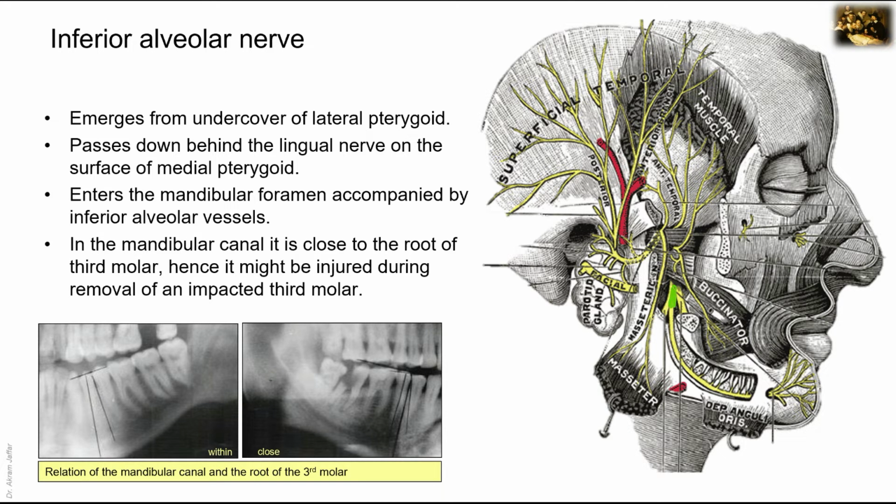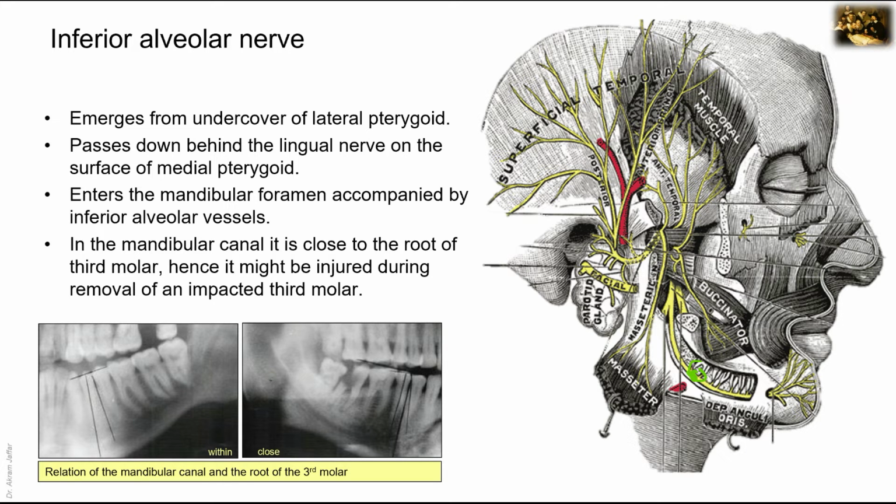The other sensory branch of the posterior division is the inferior alveolar nerve, and again it emerges from under cover of the lateral pterygoid muscle, located a little bit posterior to the lingual nerve, and then on the surface of the medial pterygoid muscle, between the muscle and the ramus of the mandible, where it enters the mandibular foramen. At this location, it is accompanied by a branch of the maxillary artery, the inferior alveolar artery, and the inferior alveolar vein. So the inferior alveolar vessels in general, and in the mandibular canal, it is in close proximity to the roots of the third molar. That's why it might be injured during removal of an impacted third molar.